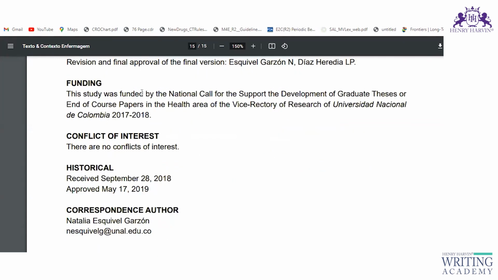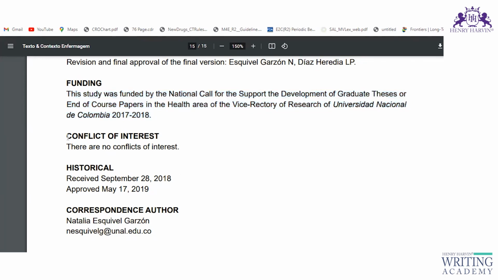Now if the study is funded, then you have to give the name of the funding body who has funded your authors, and if the funding body has also some contribution in writing this review, then you can write the role of the funders. Otherwise, if there is no role of funders, then you can just write the name of the funders. If there is no funding, then you can just write there is no funding. Okay, just no funding or funders were not involved, like this you can write.